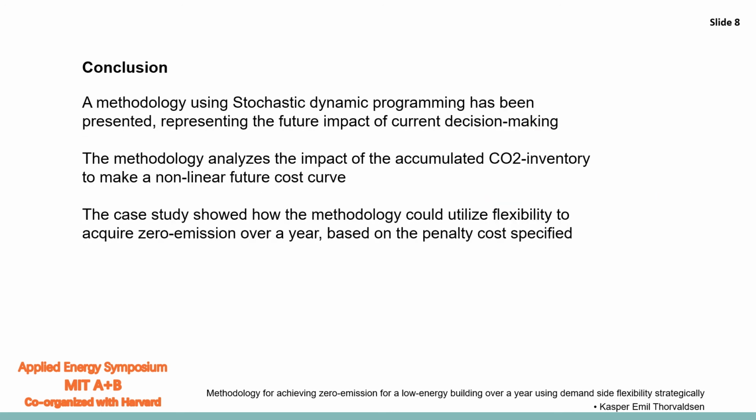So to conclude, in this presentation, we have presented a methodology using stochastic dynamic programming to represent the future impact of current decision making. This methodology analyzes the impact of the accumulated CO2 inventory to make a nonlinear future cost curve for a building trying to achieve zero emission over the course of a year. It shows the cost optimal decision making you should do so that you don't have to pay a penalty cost at the end of it if it is cost effective for you. And we have shown in a case study how the methodology could utilize the flexibility within the building to acquire zero emission over a year. And based on the penalty cost, it would either be best to pay the penalty cost or to utilize more expensive flexibility to get that target.